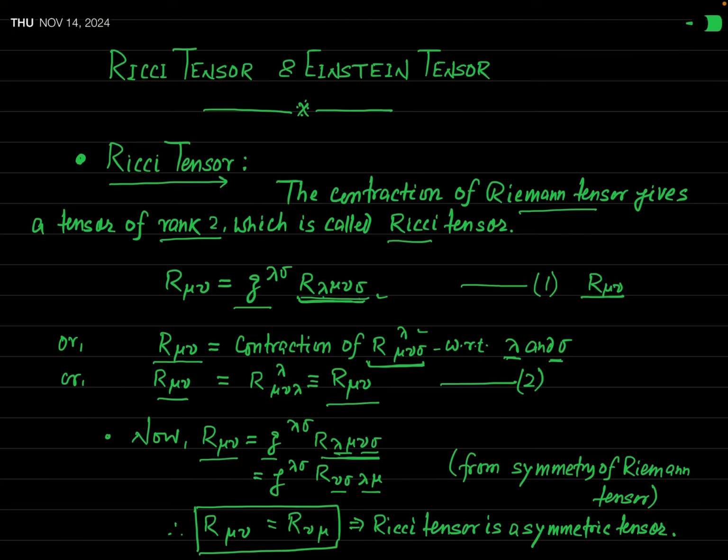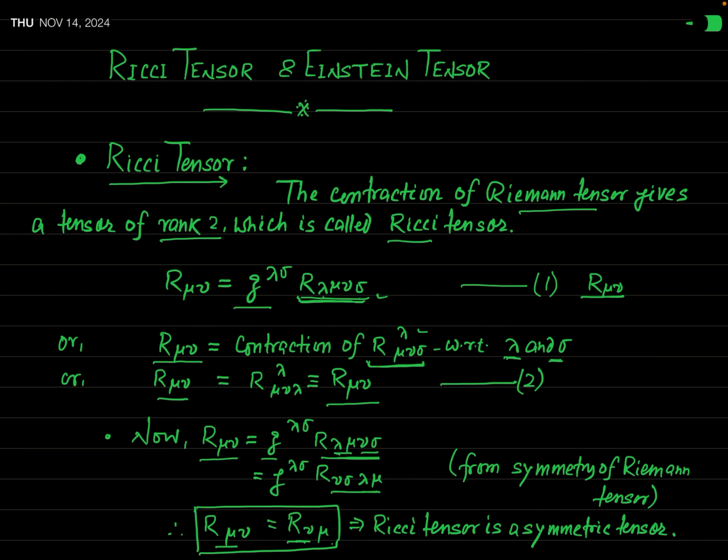Now when you take its inner product with g lambda sigma, it means you are contracting this tensor with respect to the indices lambda and sigma. So lambda and sigma will get omitted and the remaining tensor will be R nu mu. So how easily we have proved that R mu nu is equal to R nu mu, and that's why we simply say that the Ricci tensor is a symmetric tensor.